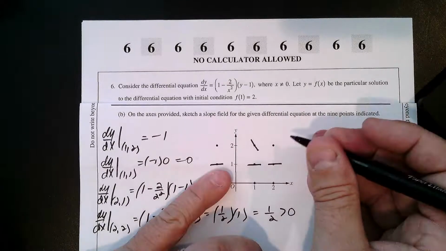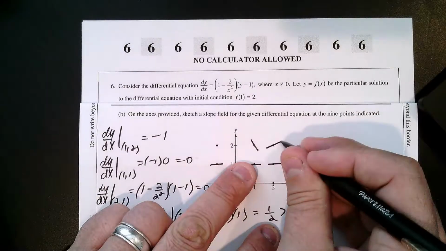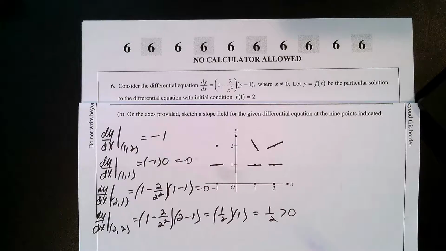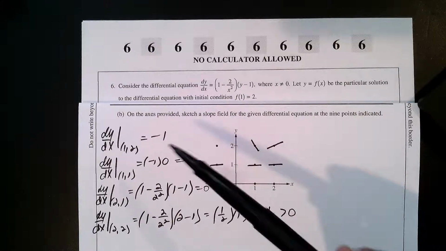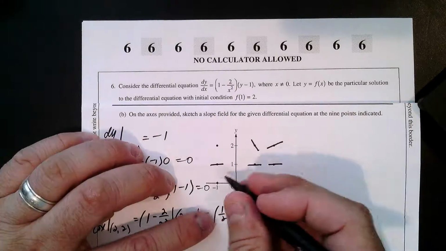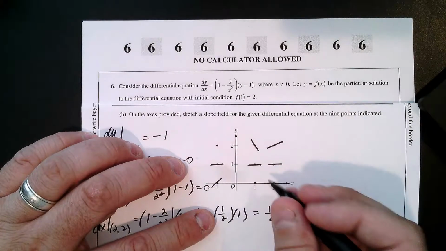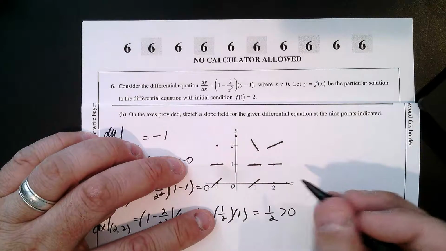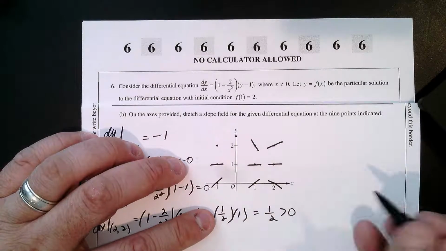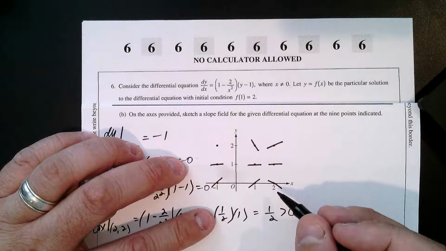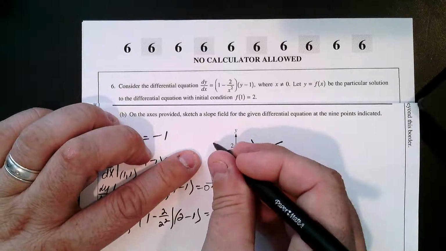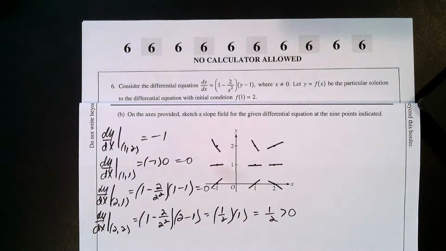Okay. What is this? 1 squared is 1. 2 divided by 1 is 2. 1 minus 2 is negative 1, times 1, we're going to get negative 1. That's all that we needed. That's part A. 1 point. There's no need to do anything more. You're not going to earn any points for this.